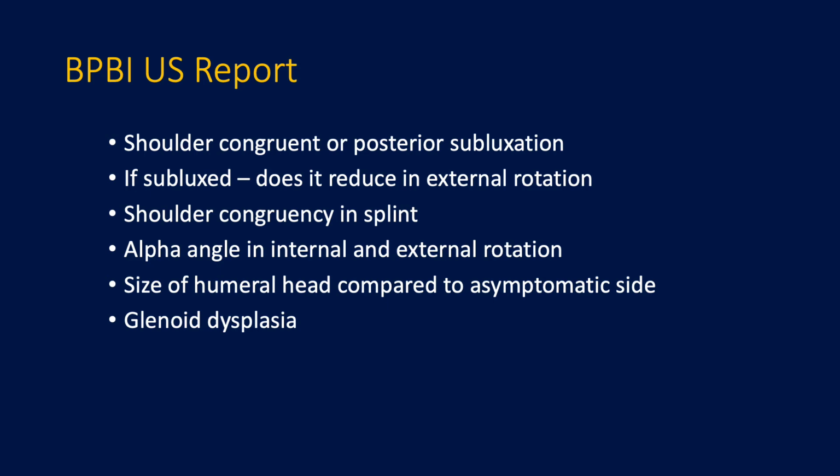The report from an ultrasound performed for brachial plexus birth injury usually includes a comment on the shoulder congruency or whether there is posterior subluxation of the humeral head. If the posterior subluxation does exist, does it reduce when the shoulder is moved into external rotation? A comment on shoulder congruency in splint. Measurements of the alpha angle in internal and external rotation. A comment on the size of the humeral head of the affected side versus the unaffected side, and a comment, if we are able to, on whether glenoid dysplasia is apparent or not.